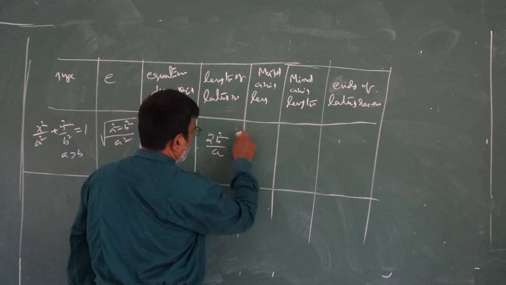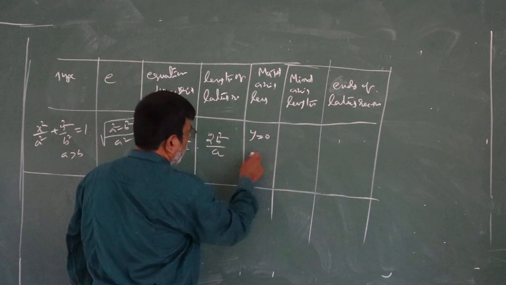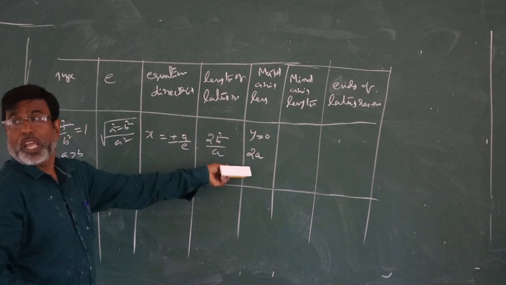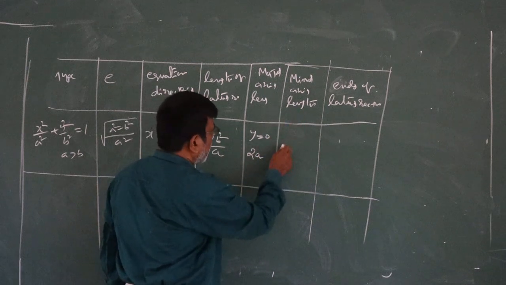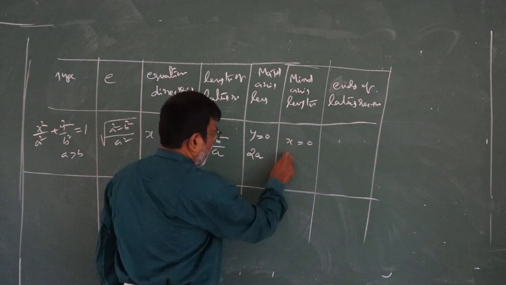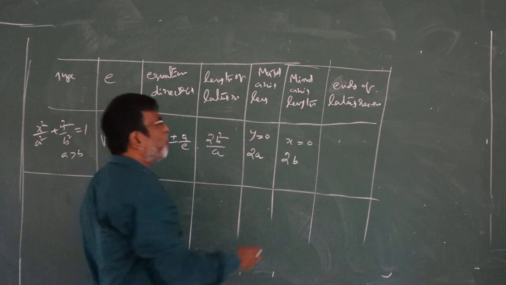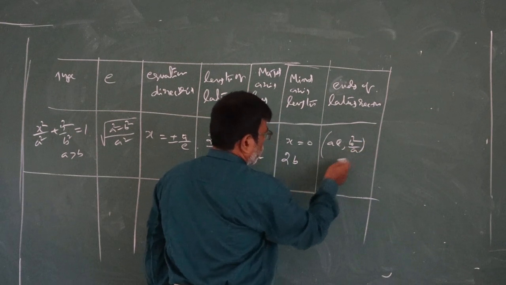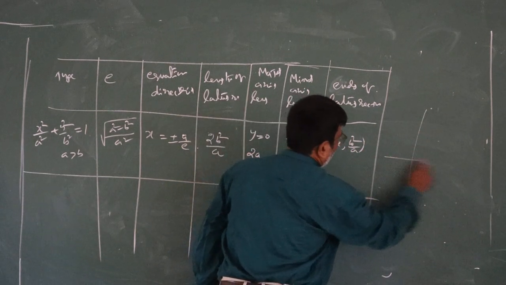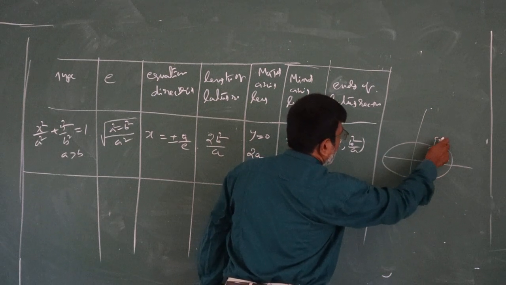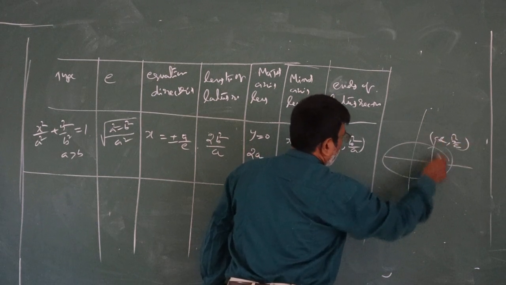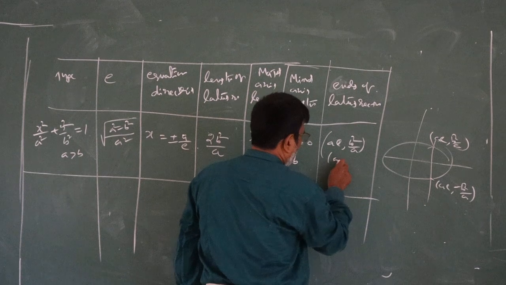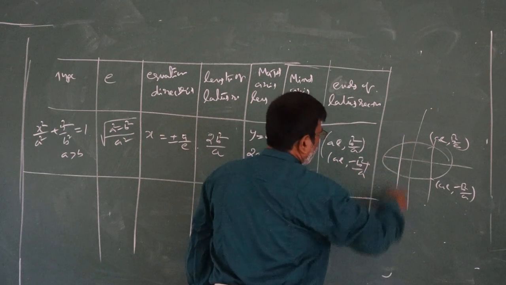Major axis means x-axis, its equation is y equals 0, and its length is 2a. Now the minor axis, x equals 0, the y-axis, its length is 2b. The ends of latus rectum are ae comma b square by a, and ae comma minus b square by a. This side also there correspondingly.